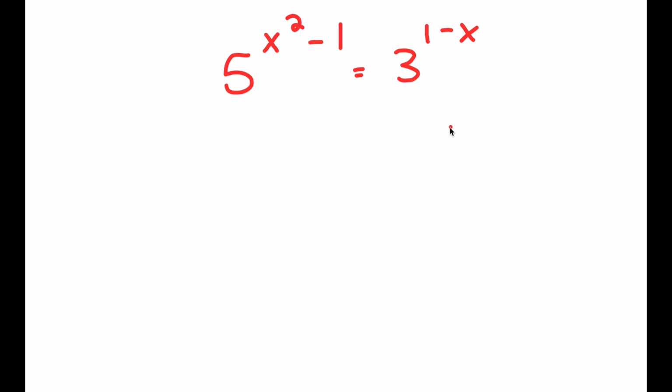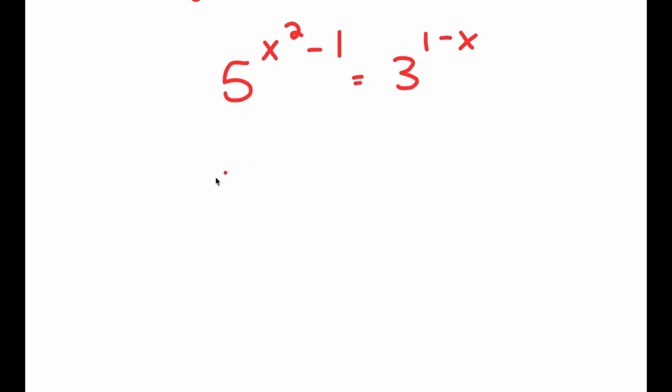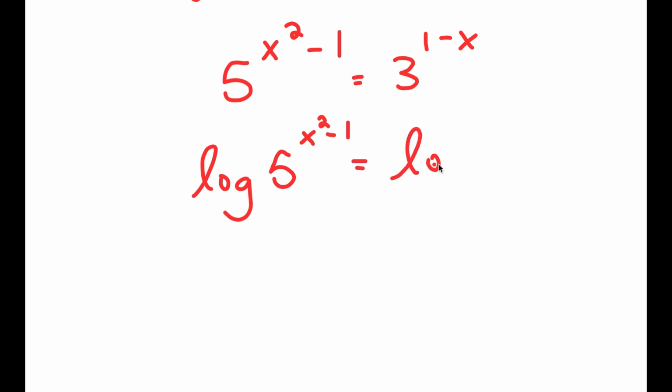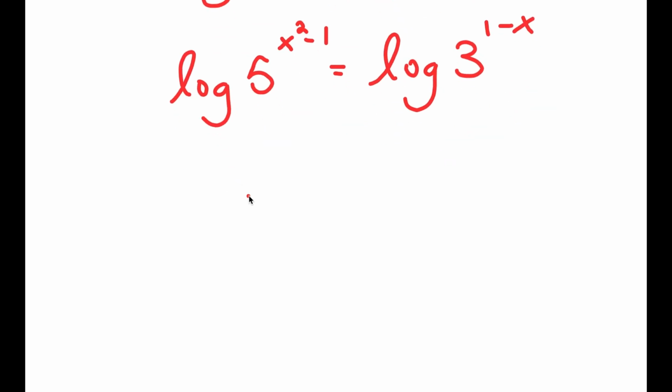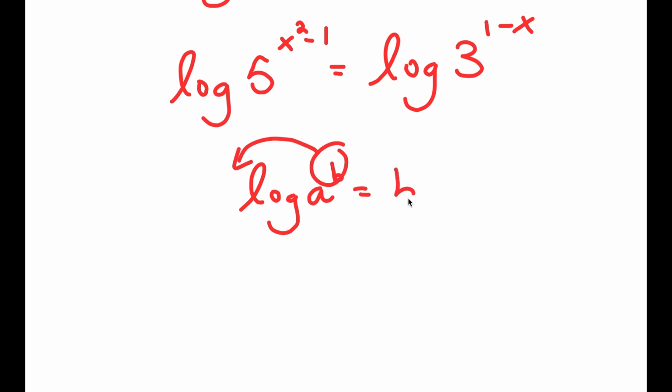Now from here, I'm going to take the log on both sides. So I get log 5 to the power of x squared minus 1 is equal to log 3 to the power of 1 minus x. And if I have something in the form log a to the power of b, I can move this exponent b to the front. So it's going to equal b times log a.